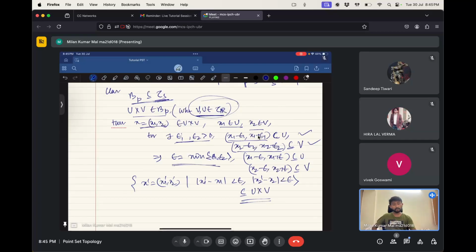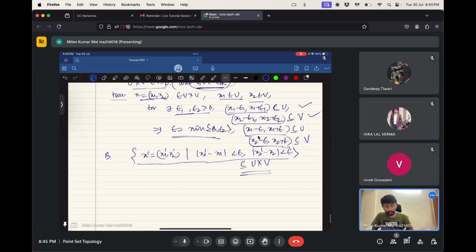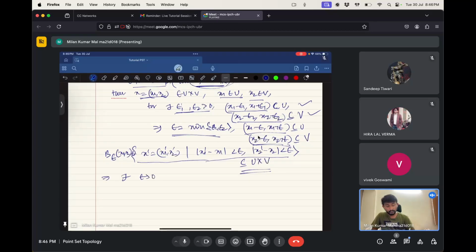Now, if I take epsilon equal to the minimum of epsilon 1, epsilon 2, then this will satisfy simultaneously. That means this set will be inside U cross V, because the corresponding x1 component and x2 component are individually inside U and V. This is actually a basis element of the standard topology, right? So there exists an epsilon greater than 0 such that for x equals x1 comma x2 belonging to U cross V, there exists an epsilon greater than 0 such that x belongs to B epsilon of x1 comma x2, which is sitting inside U cross V. So that is the definition of the standard topology.